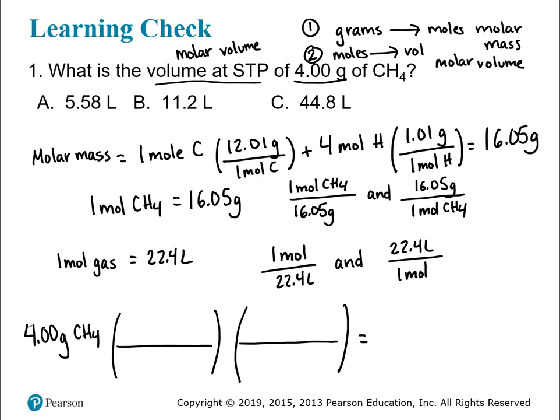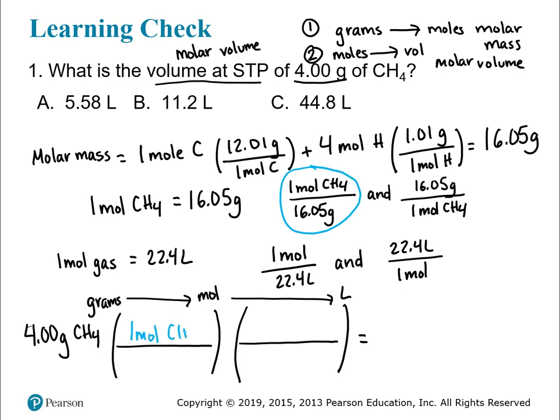With our plan, we said that we would start at grams and get to moles. Then take those moles and get to volume in liters. For our first conversion factor, we're going to use one of our conversion factors from molar mass. It has to have grams in the denominator to cancel out the grams in the numerator. Our next conversion factor, we need to get rid of moles and be left with liters. Moles is currently in the numerator. We need to put moles in the denominator to cancel.